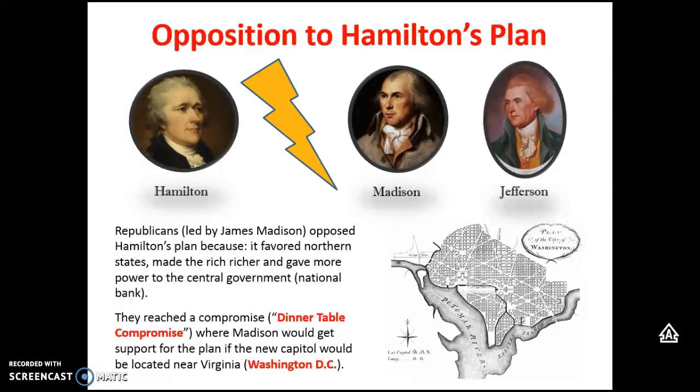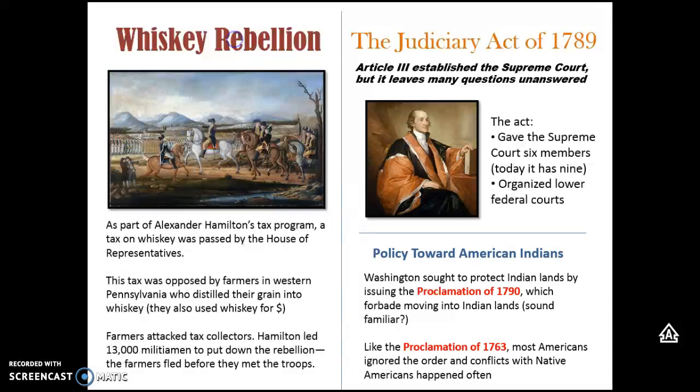They reached a compromise. It was called the Dinner Table Compromise, where Madison would get support for the plan if the new capital would be located near Virginia. So basically bringing it to the middle between the North and the South. And that's D.C. Our nation's capital is D.C., which is in the middle between the North and the South.